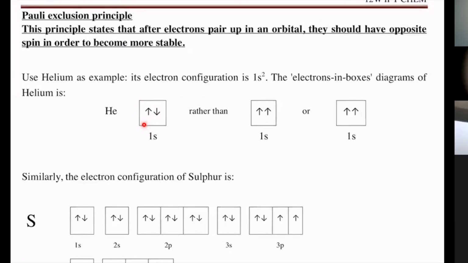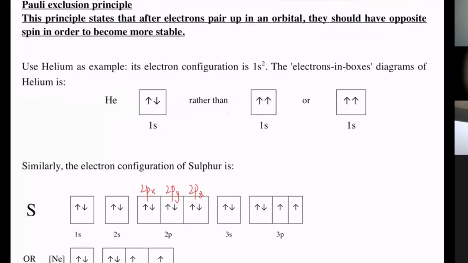Okay, so this box represents an orbital. For example, we have the s orbital and then 2p, 3 of them. So they represent 2px, 2py, 2pz.